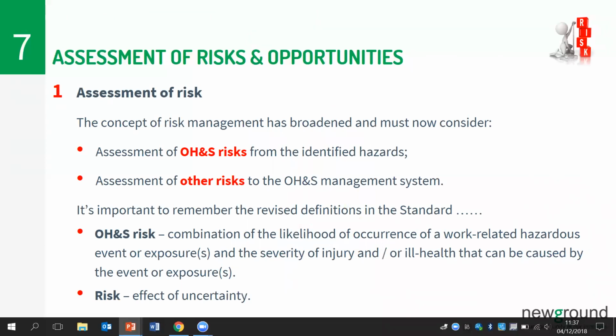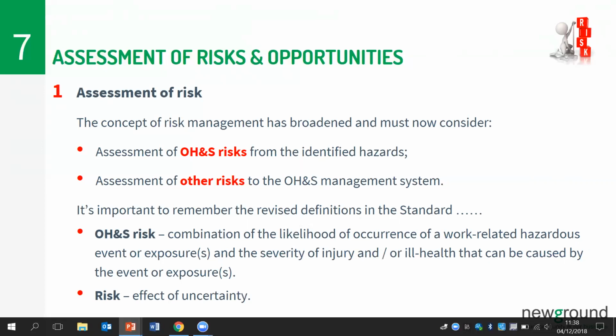So the concept of risk management has now broadened and must now consider the assessment of occupational health and safety risks from your identified hazards, which is largely the same as in 18001 and is concerned with the assessment of risk to people, i.e. the traditional risk assessment of likelihood and severity. So if you remember the new definitions I went through earlier, this is why it's now important to recognise the difference between the definitions of occupational health and safety risk and risk.